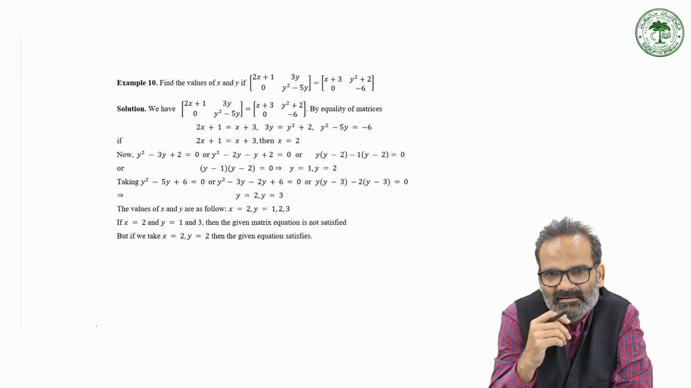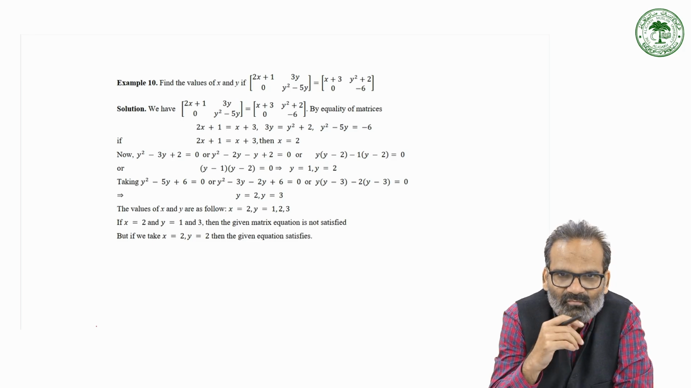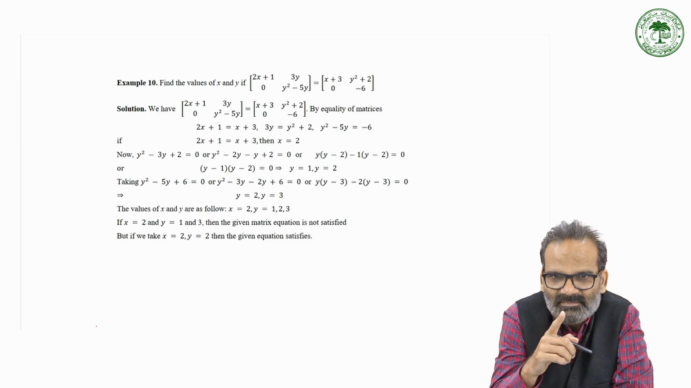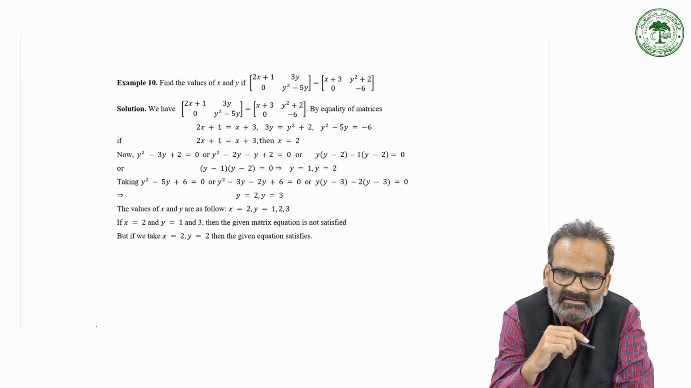So this example is based on the equality of two matrices, and then see how the equality of two matrices is helpful for finding out the solutions of the various questions or various matrices. Find the values of x and y if this matrix 2x plus 1, 3y, 0, y square minus 5y, this is equals to x plus 3, y square plus 2, 0 and minus 6, right?